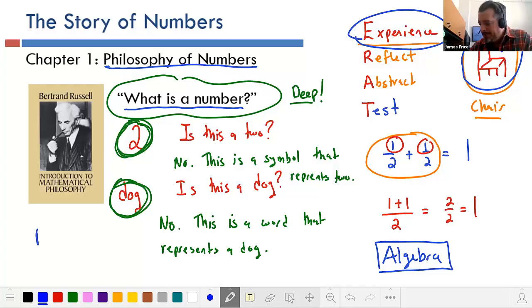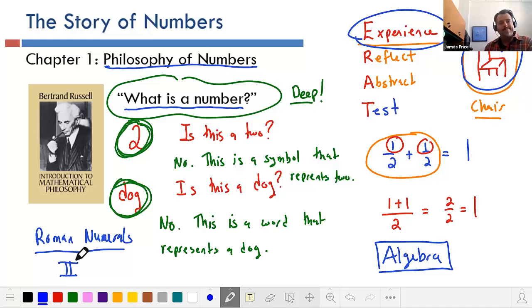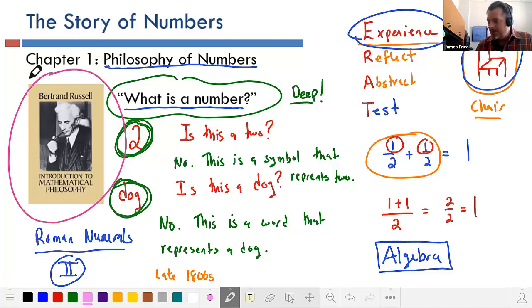So for example, if we talk about the Roman numerals, the number 2 is represented by this symbol, which we all know. And so, no, that's not a 2, just like this is not a 2. These are simply symbols that represent a 2. And so then the question is like, well, where is a 2? Again, a very difficult question to answer. In fact, this question wasn't actually answered until the late 1800s.